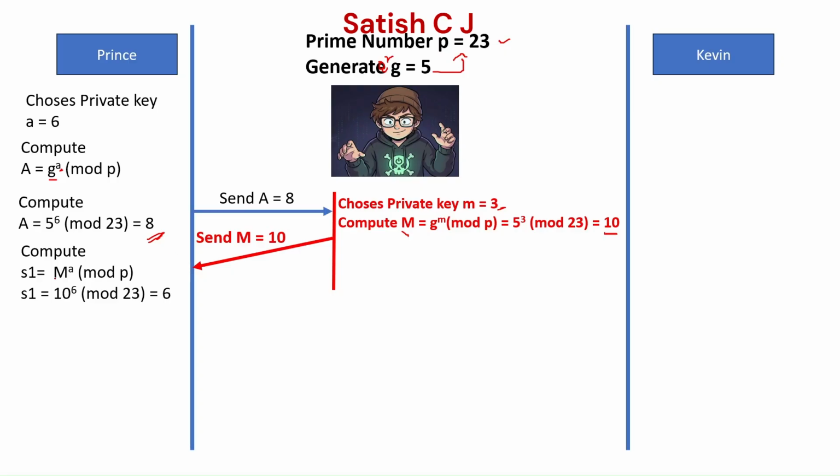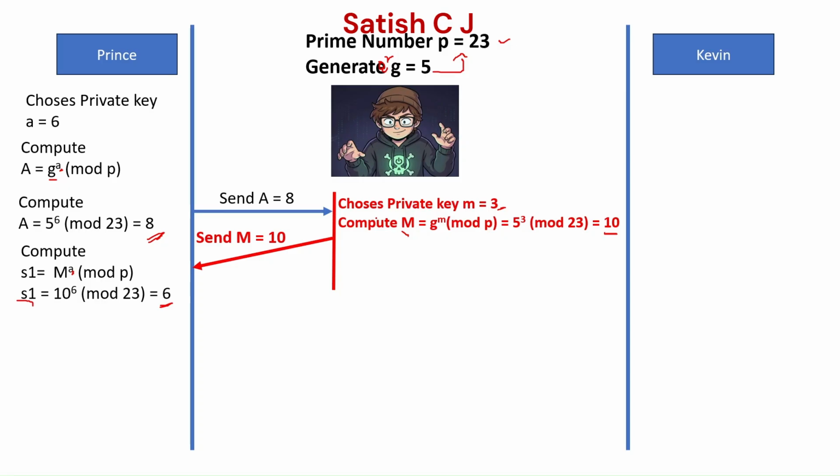So what he does is compute the shared secret key S1 as m power a mod p. A is the private key, that is 6, which Prince has chosen. So m is 10, and 10 power 6 mod 23 gives the shared secret key, or we can call this session key 1, to be 6.